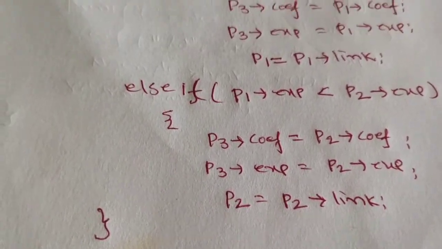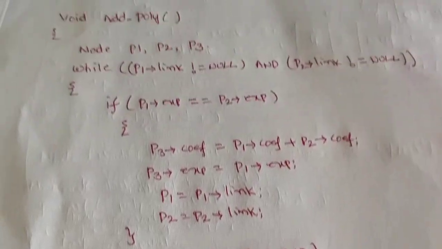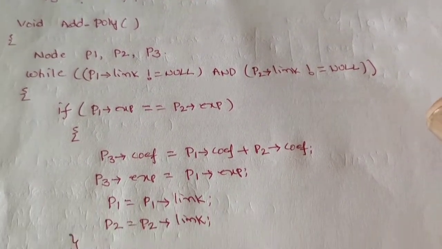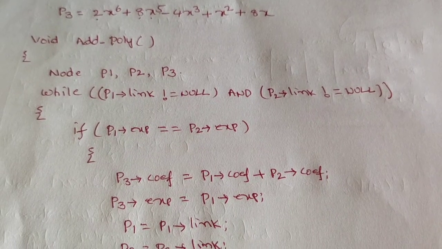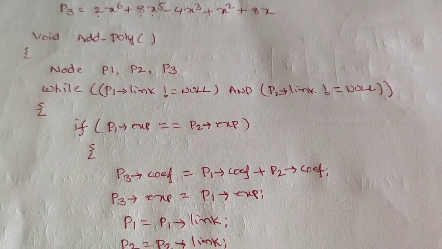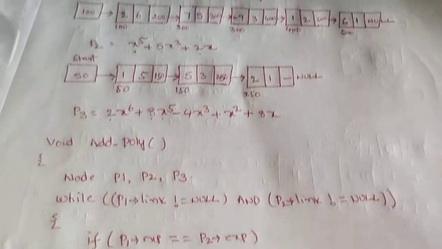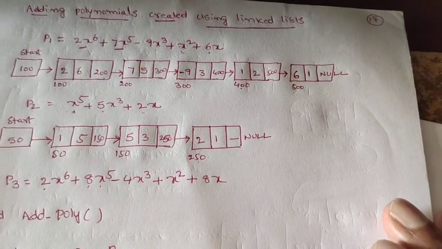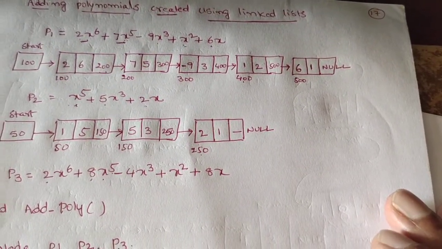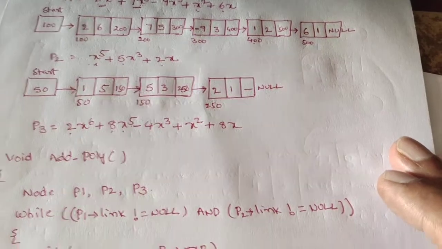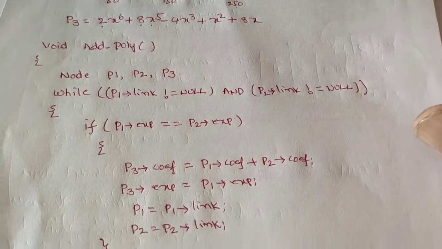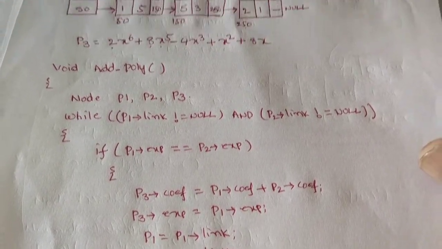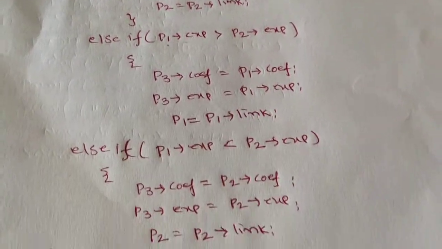This is the actual code, the entire code, for how we are going to add the two polynomials. Right? We are declaring the two polynomials P1, P2 and the empty polynomial P3, and the first two polynomials are traversing from the first node to the last node, and when the exponents are equal, the coefficients are added. Otherwise, the largest exponent coefficient is added to the resultant polynomial.